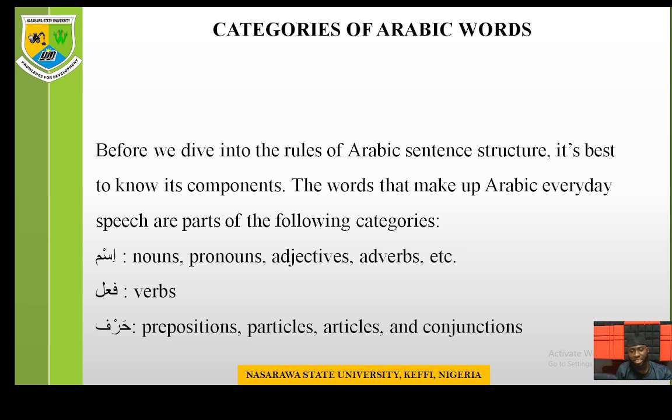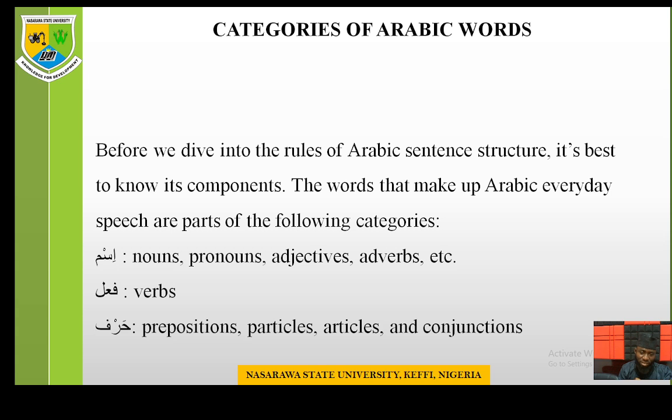The following categories are our categories of Arabic words. So we have isim, and we have fi'il, and we have harf. Isim means nouns or pronouns or adjectives or adverbs, etc. They are all under isim. But verb, in Arabic, we have only one verb.